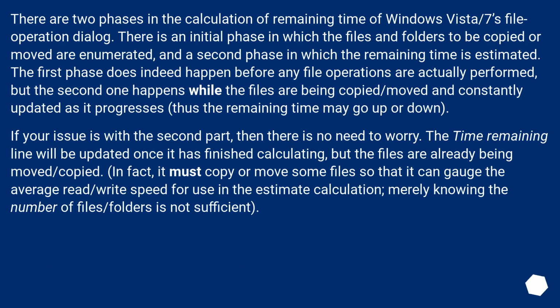There are two phases in the calculation of remaining time in the Windows Vista/7 file operation dialog. There is an initial phase in which the files and folders to be copied or moved are enumerated, and a second phase in which the remaining time is estimated. The first phase does indeed happen before any file operations are actually performed, but the second one happens while the files are being copied/moved and is constantly updated as it progresses, thus the remaining time may go up or down.